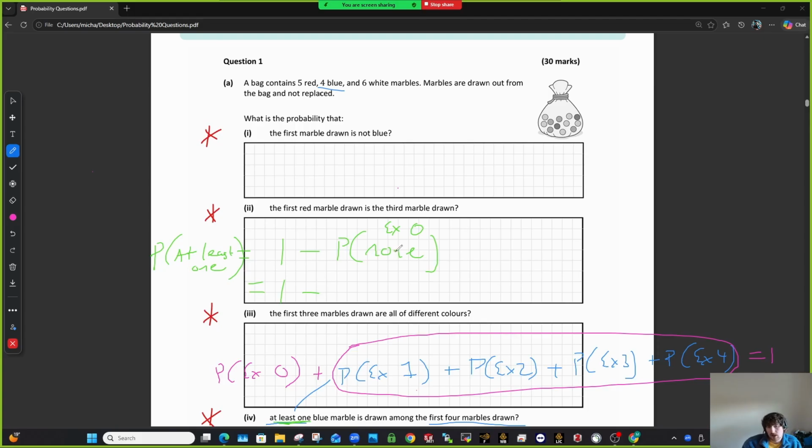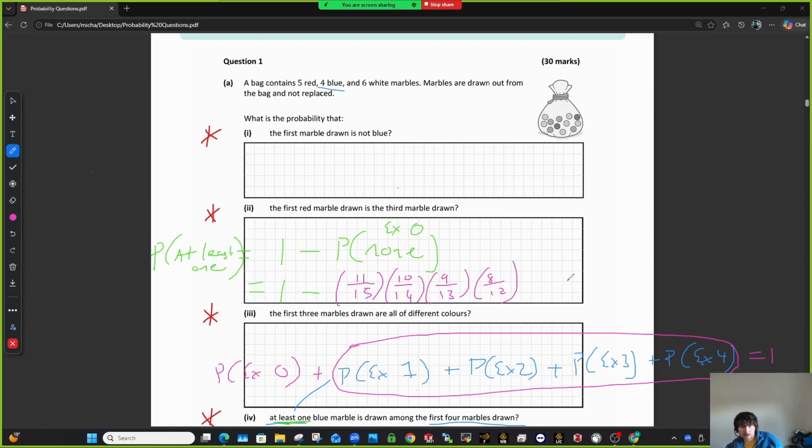So to get exactly 0 blues in drawing 4 marbles, it looks like this. So draw no blue, so that means the 5 red and the 6 white, so that's 11 over 15. Then we want to draw not another blue, so there's 10 non-blues out of the 14. Then it's 9 over 13, and then it's 8 over 12. Okay, that there, what I've written in pink, is the probability of getting exactly 0 blue when you draw the first 4 marbles, right?